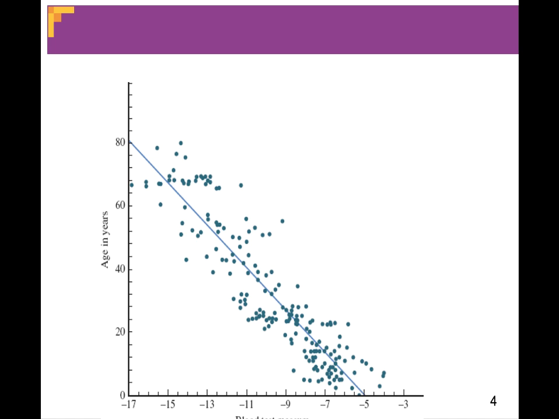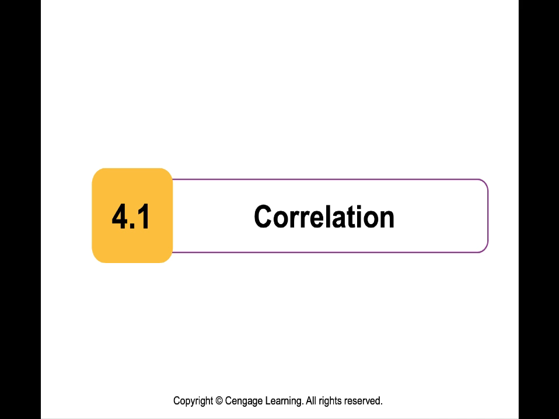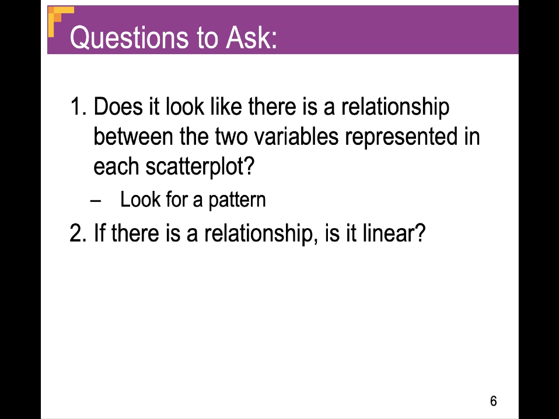The first thing that we want to look at here is this idea of correlation. The question we're asking is, does it look like there's a relationship between the two variables represented in the scatter plot? We're looking for a pattern. And if there is a relationship, is it a linear pattern? In this course, we're only going to be looking at linear models, but there are several other mathematical models that can be used to describe relationships.